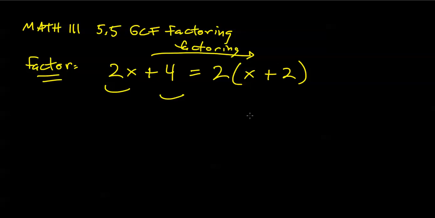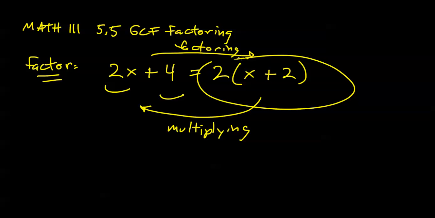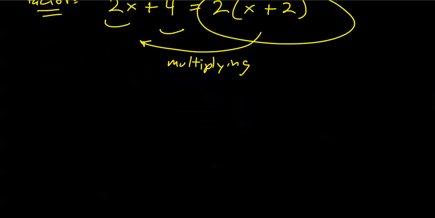Now you can always check your answer in a factoring type question by working the reverse, and of course that's multiplying. If you multiply this expression on the right, 2 times x plus 2, of course I'll end up with the expression that I started with, 2x plus 4. So some say the process of factoring is really the reverse or inverse of multiplication, and we'll go on to another GCF factoring type problem.